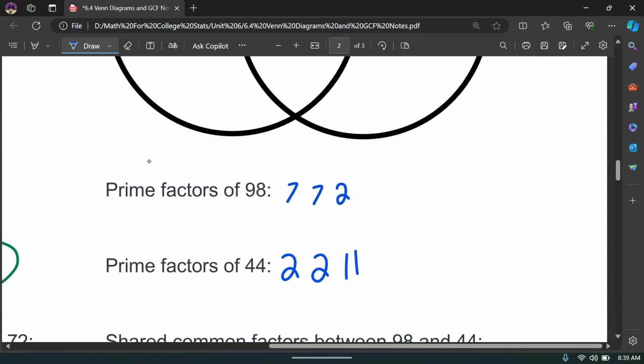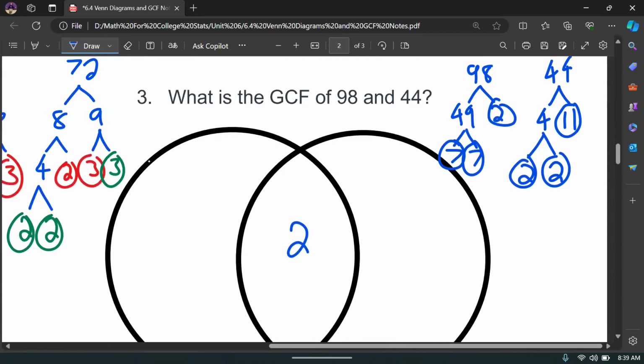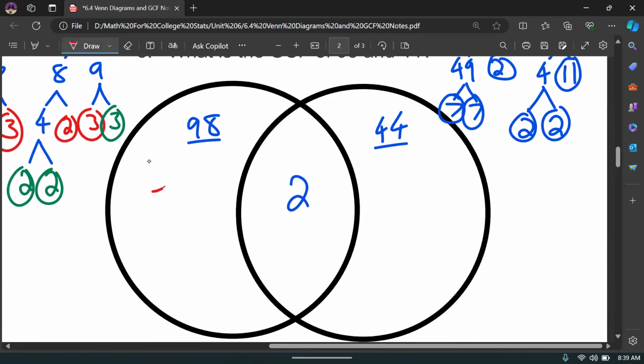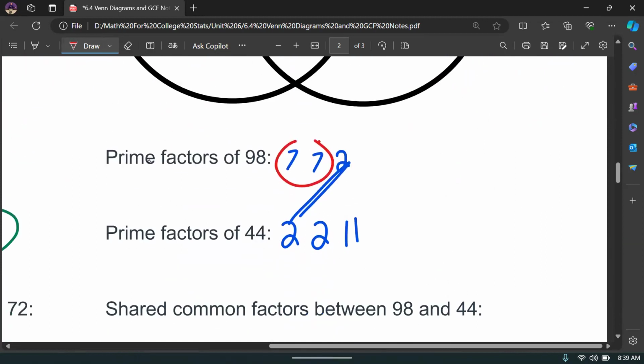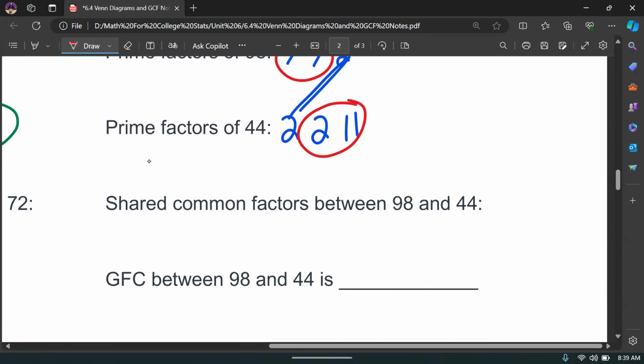So let's find a common pair. We have a common pair of 2s. So that'll go in the middle. Put 98 on this side and 44 on this side. That's all they have in common though. So you can see there's still the 7s for the 98 side. And there's still the additional 2 and the 11 for the 44. So the GCF is just 2, right? That's the only thing that's there. So GCF is just 2, the number that was in the middle, the one factor they had in common.